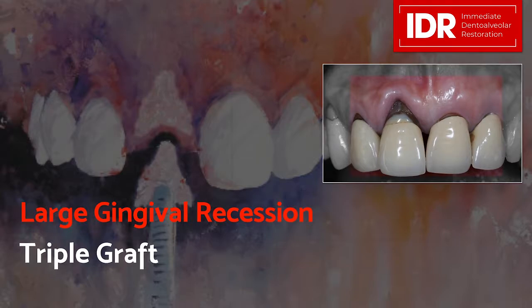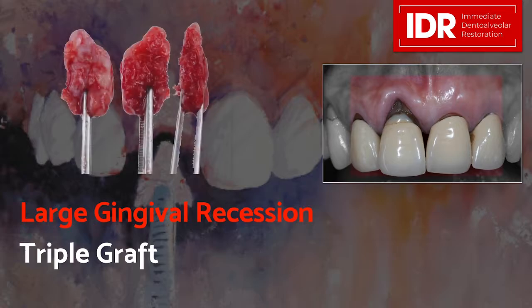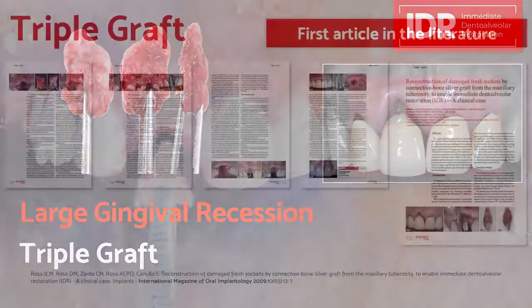And how about cases that presented large gingival recession? In cases like this, it's mandatory to use a triple graft. It's a little bit different from the other graft that we discussed before, because this graft has connective tissue along with corticocancellous graft in one single piece. This is a triple graft, a graft with 3 layers.